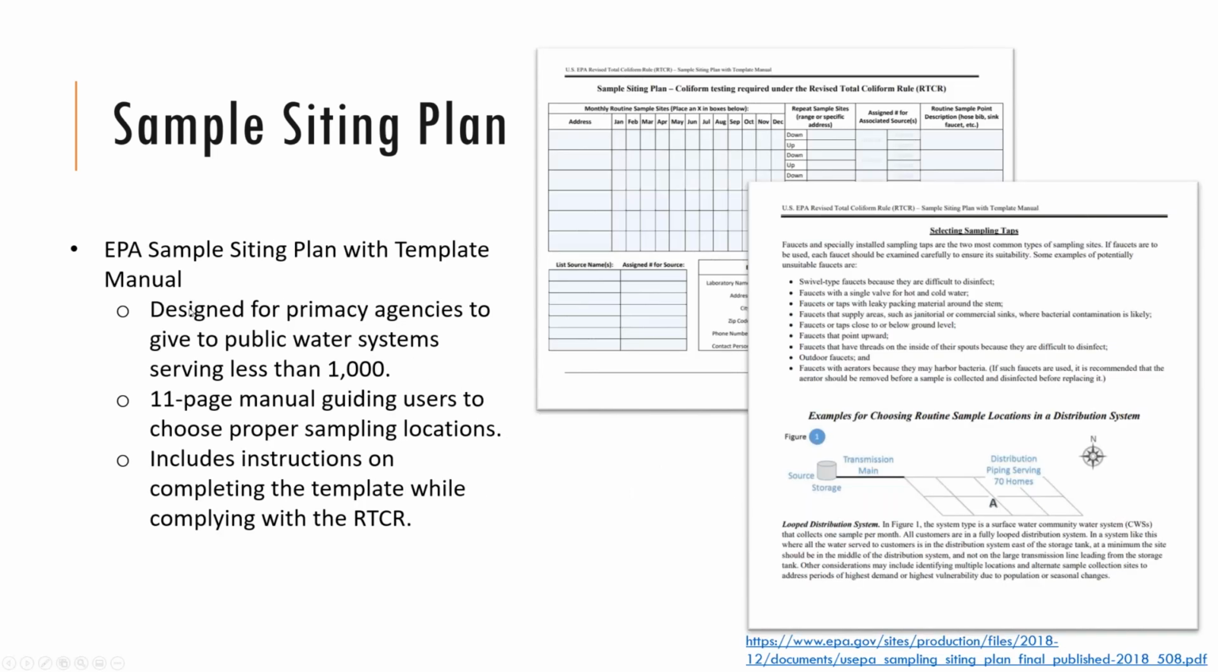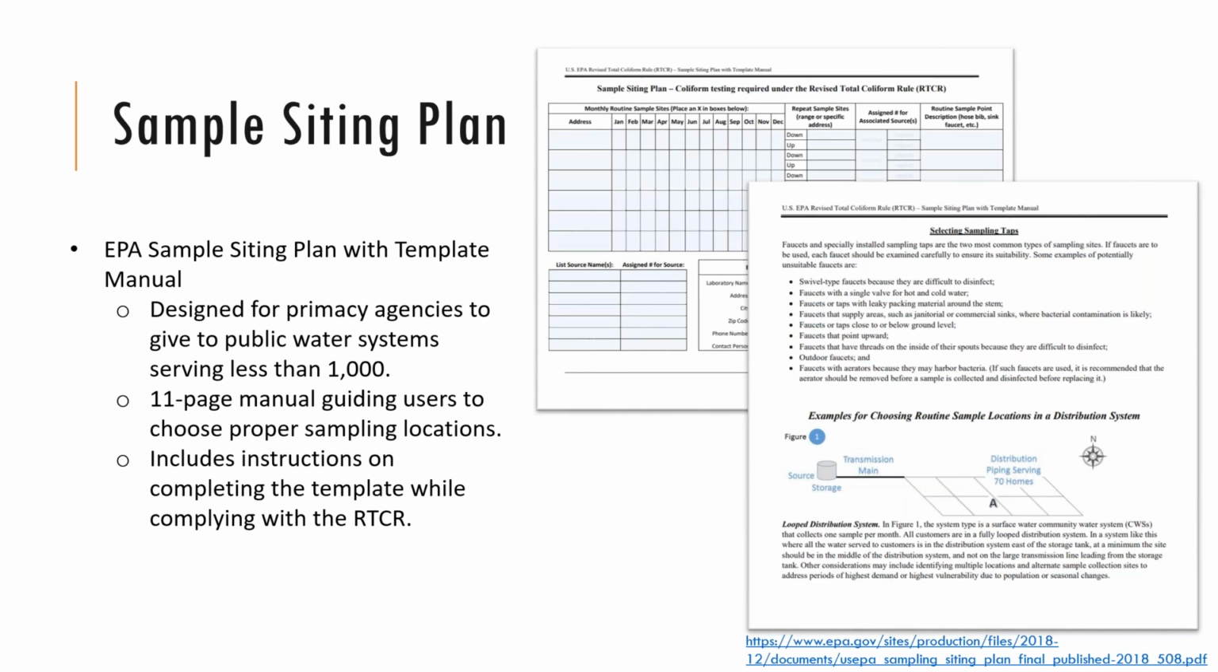I did notice while going through various states' RTCR pages that some states did not have their own sample siting plan templates, or some states actually didn't have any RTCR resources. So for those who run into this issue, US EPA also has developed a sample siting plan manual along with the template. In this case, it's for systems serving less than 1,000, but the process for developing a sample siting plan is generally the same for any system size, so they can use this as a reference to get their template started.